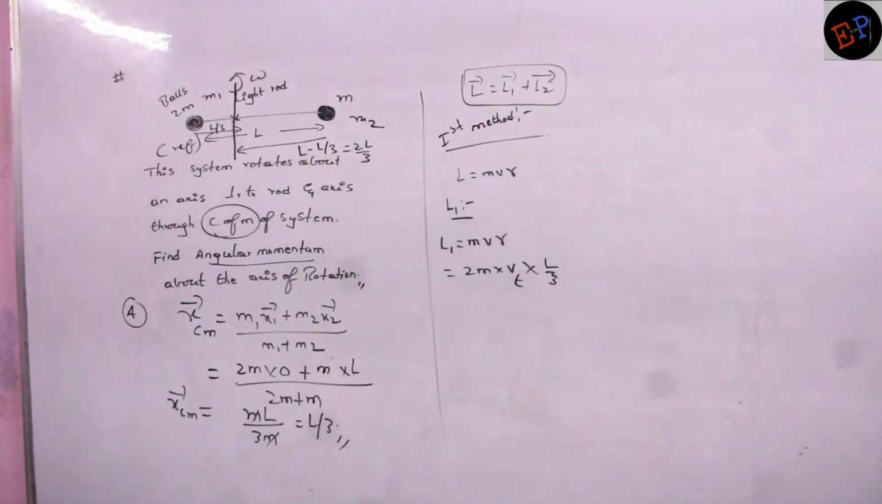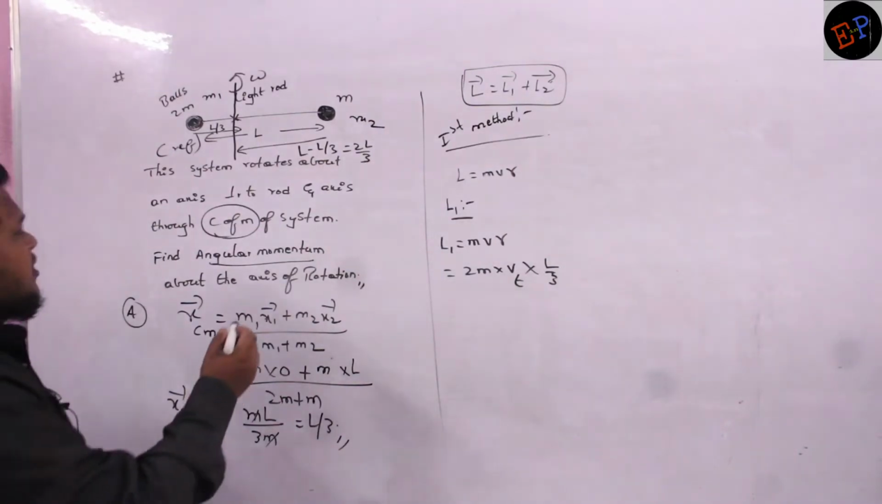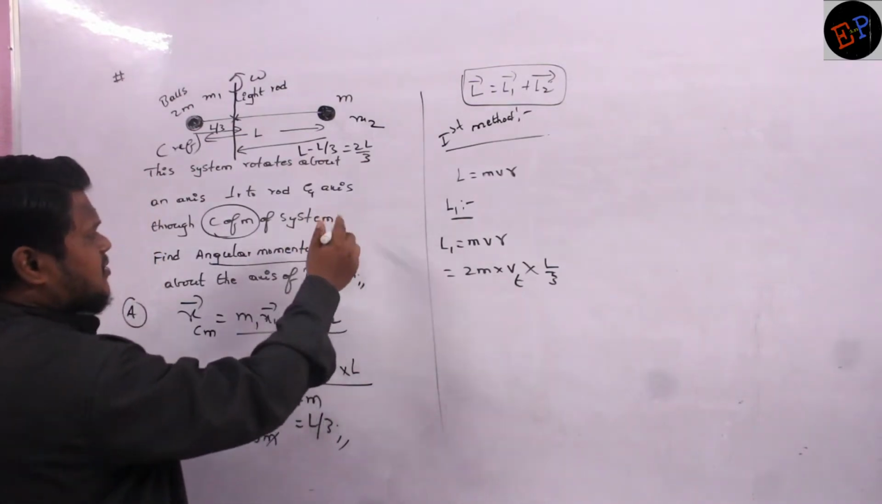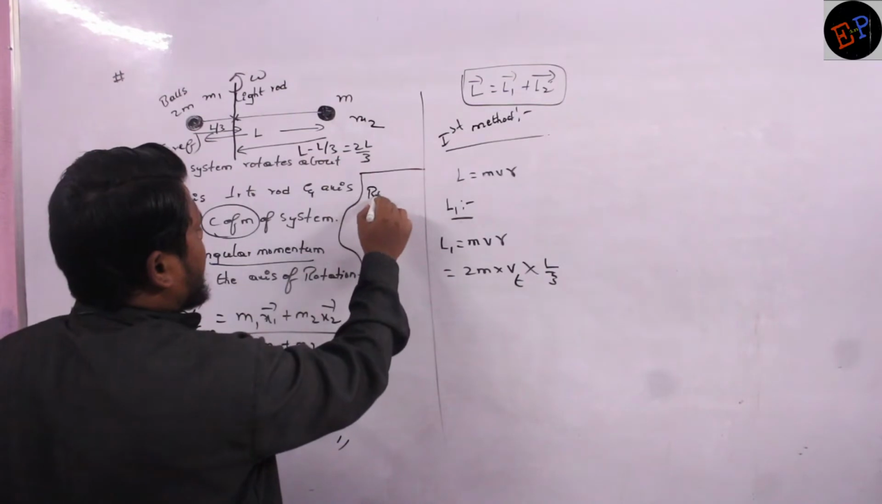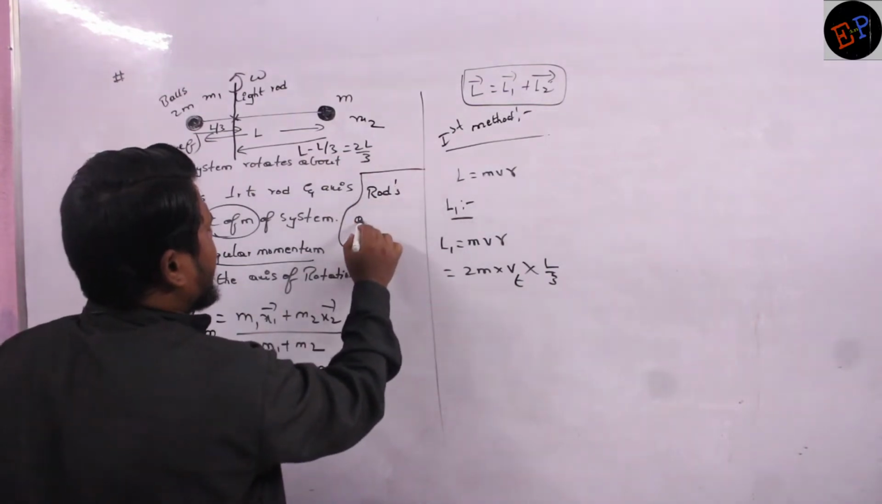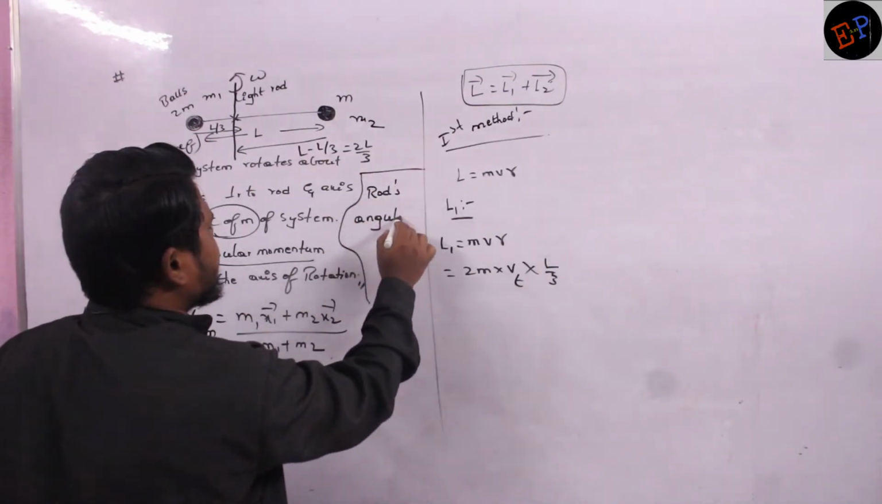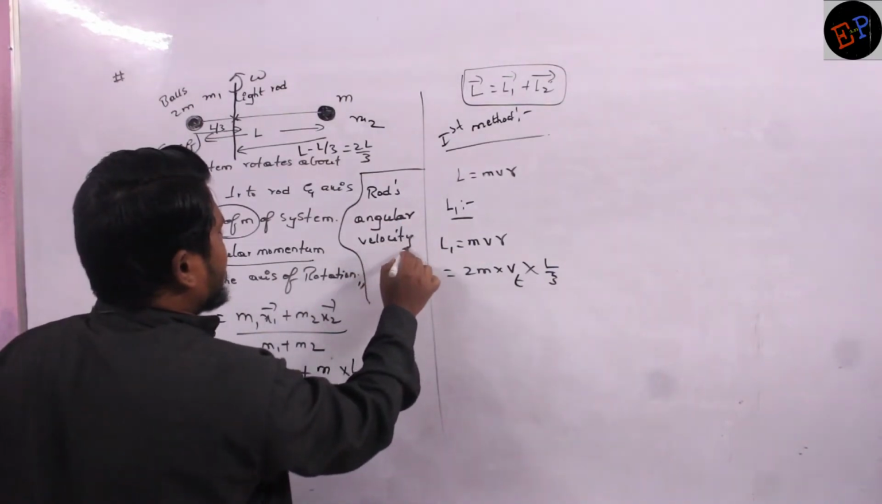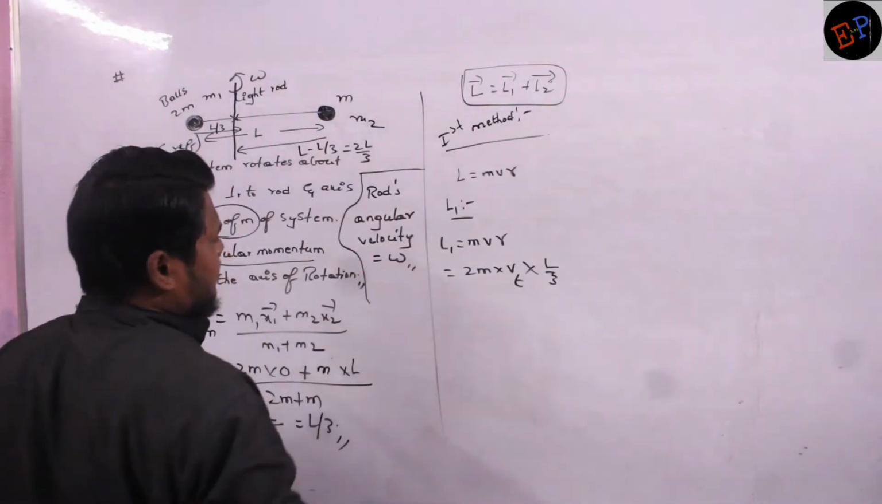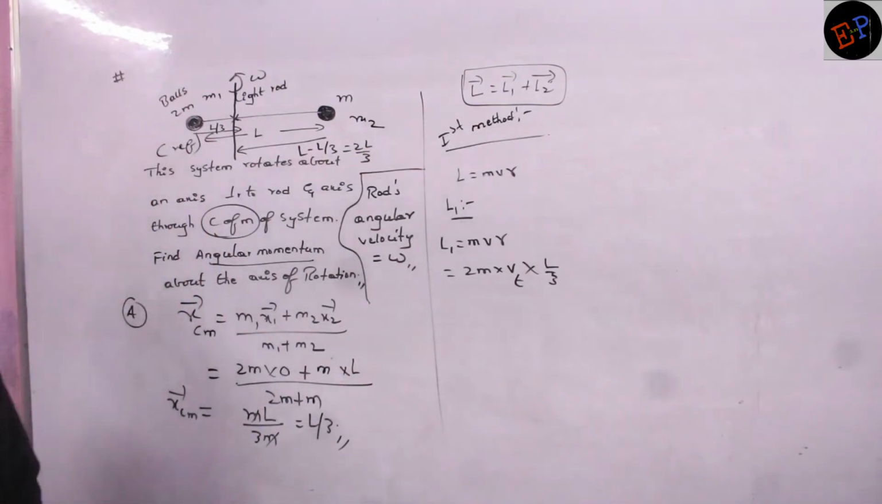Angular velocity, he did not give anything. So let us assume it is rotating with an angular velocity of omega. So add that in the question. Rod's angular velocity is omega. Are you able to understand?